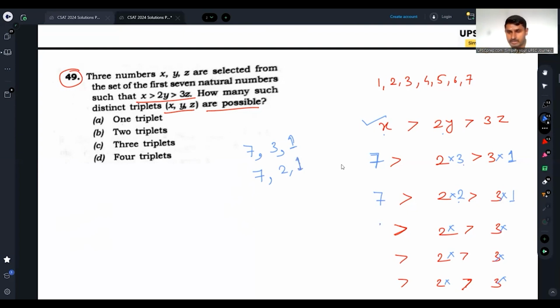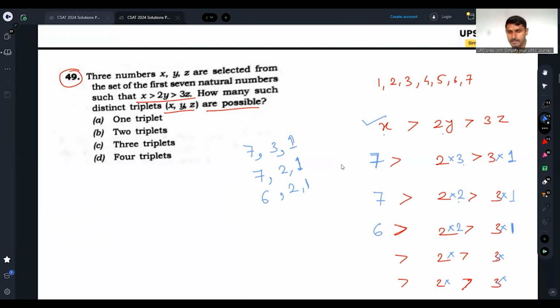Then third possibility, let's check with 6. So if I put 6 here, and if I put 3 again here, again 1, so 6 is greater than 6. Is it possible? No, right? 6 is not greater than 6. So what I can do here, I can put 2 only. So 6 is greater than 4 is greater than, here I can put 1. So 6 is greater than 4 is greater than 1. So 6, 2, 1 is one more possibility, right? Is there any other possibility to check with 6?